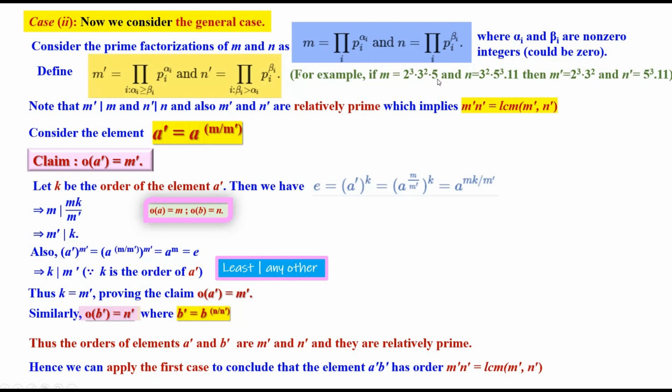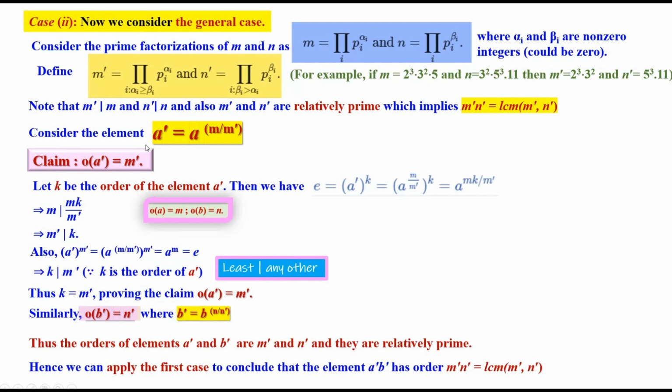And coming to 11, here we don't have 11, so it is 11 power 0, and 0 is less than 1. So in that case it should be put in n prime. So we have the meaning of m prime and n prime to be this. Now this obviously gives me m prime dividing m and n prime dividing n. Very obviously these two are relatively prime, which means that the GCD being 1, we have LCM of m prime, n prime to be the product m prime n prime.